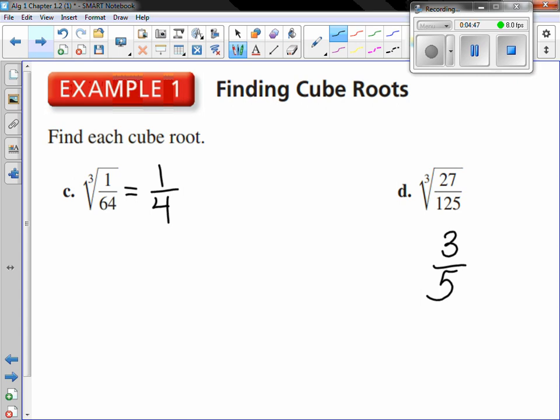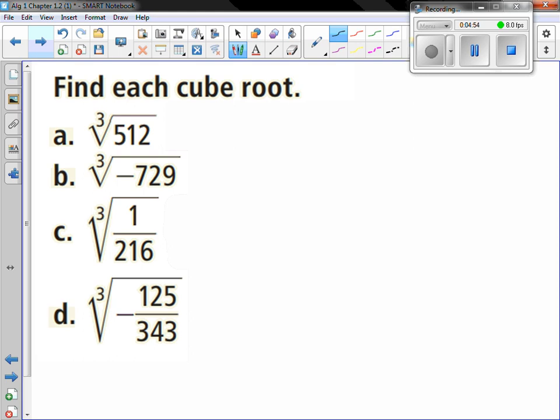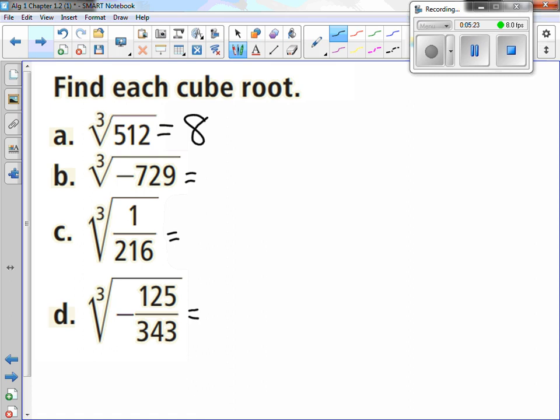So the next one, find each for A, B, C, D. 3/5. So again, most of these here, we're just plugging these into the calculator to simplify and solve them. So like with the cube root of 512, we can plug that in. I want to say 16, but I don't think it's 16. The cube root of 512? 8. And we can do the same thing with all of these here. We're just plugging these into the calculator and we get our answer, yes?